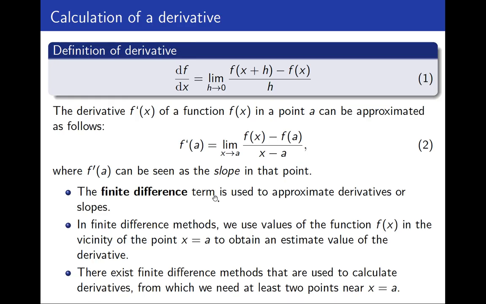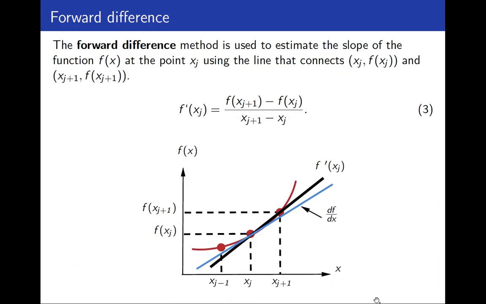So this is what I was talking about. Finite difference is the method that we use to obtain an approximation of the derivatives of some functions. In finite difference methods, we use values of the function f in the vicinity of the point x equal to a to obtain an approximation of the derivative. There are plenty of finite difference methods used to calculate derivatives, and in the majority of them, we will need at least 2 points near x equal to a. I'm going to show you some examples of these finite difference schemes.